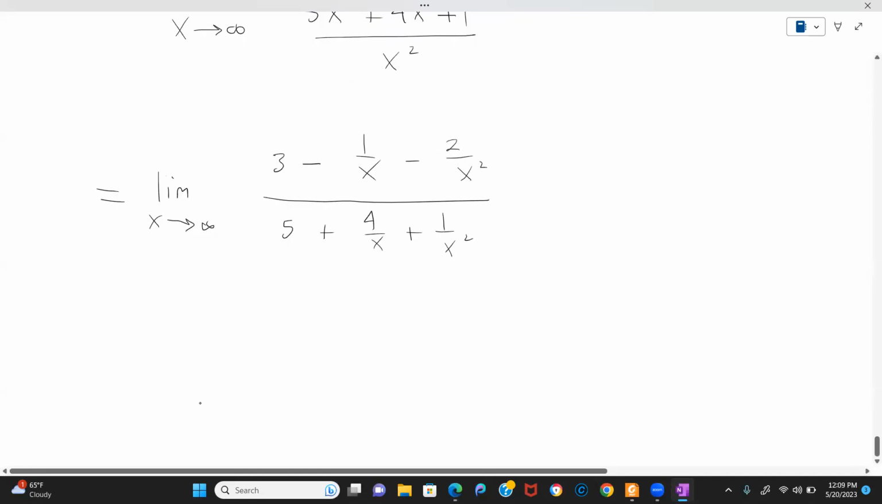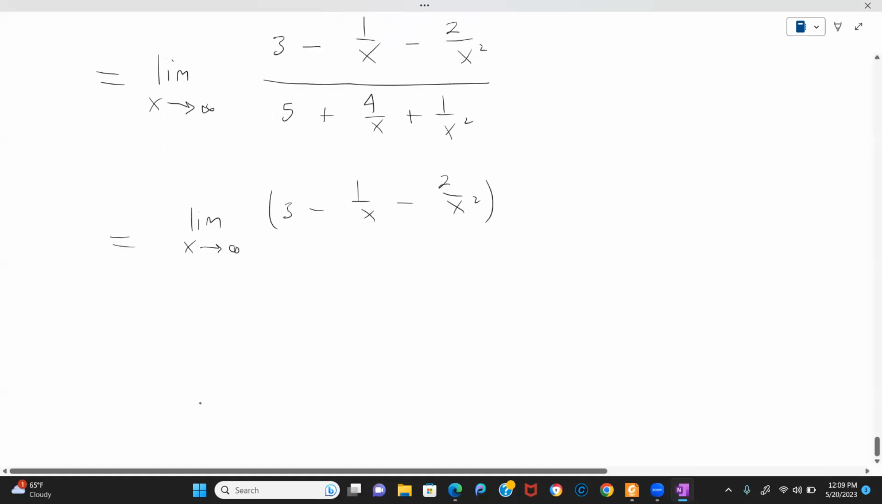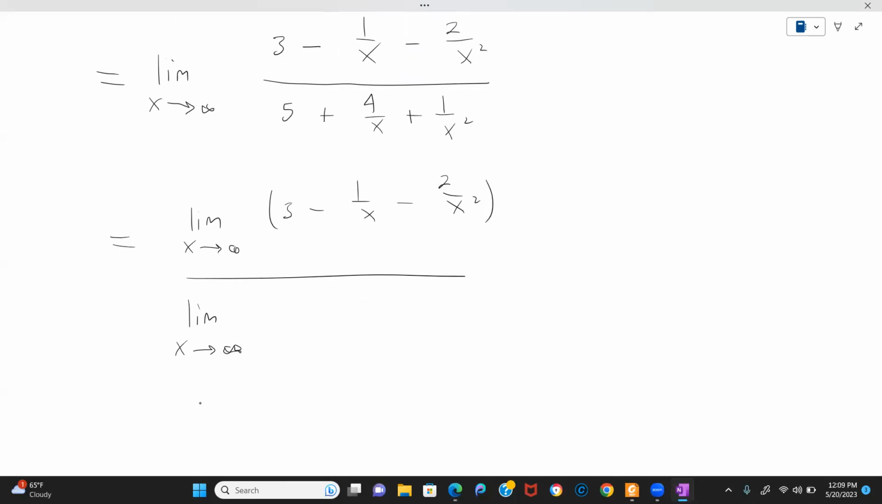I can use the limit law, which says that if you take the limit of a fraction, you can just take the fraction of the limits. So this is going to be me taking the limit of the numerator and the denominator, 5 plus 4 over x plus 1 over x squared.